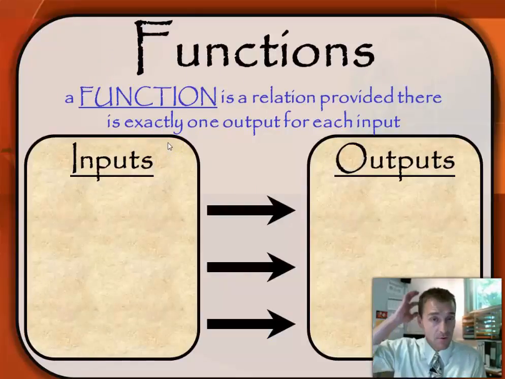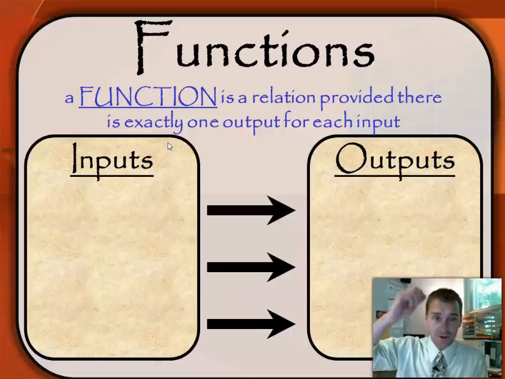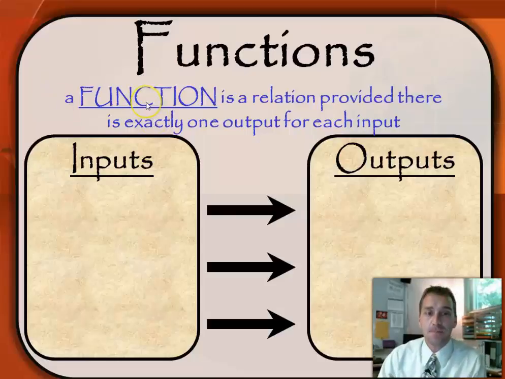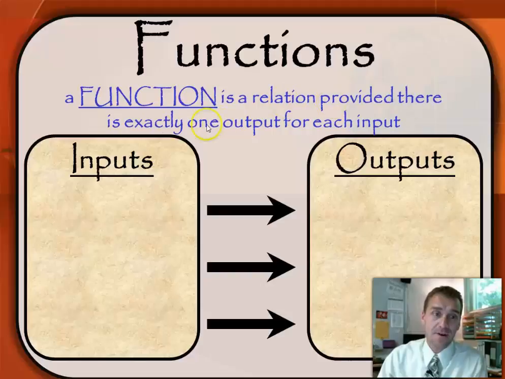And here's what I'd recommend. There's two definitions, but here's the first one. It's the book definition of what a function is. You need to write it in your graphic organizer. A function is a relation provided there is exactly one output for each input. So it's a specific type of relation. We're not just pairing any old thing. It has to be specifically where one output is coming from each input.